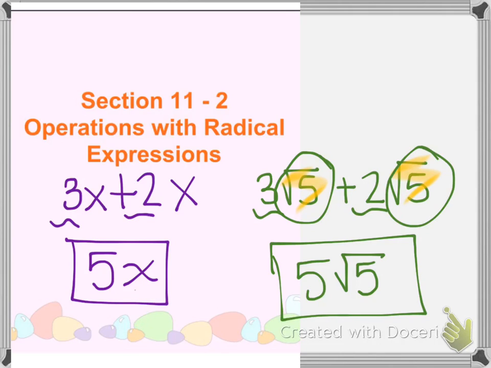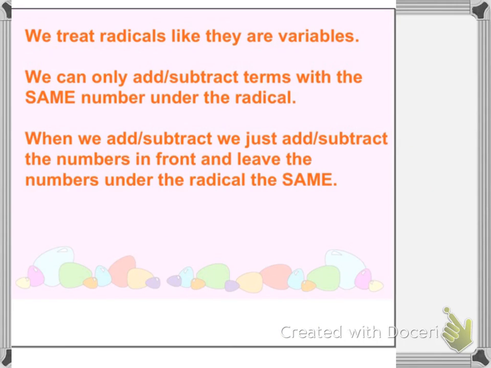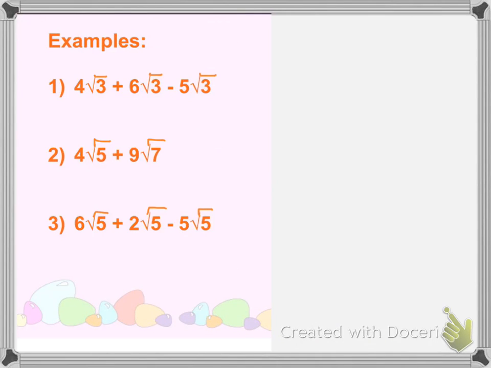Keep in mind, if the square root is not simplified, you don't know if you can add or subtract them. So you have to make sure the square root's simplified first. So treat them like they're variables. You can only add and subtract them when the same number's under the square root. And whatever you do, you add or subtract the numbers in front and leave the root alone.